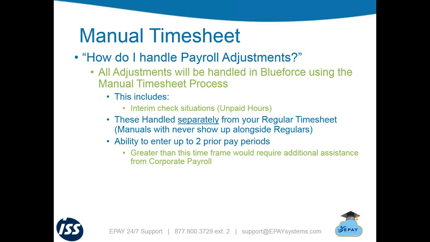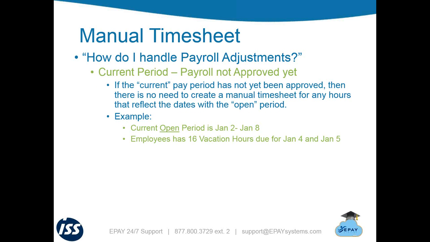So as we go through here, you'll see it says how to handle a payroll adjustment. If there was a payroll adjustment for the current pay period, and payroll has not been approved yet, in those cases you're just going to go in there. There's no need to create a new manual timesheet. You're just going to go in there and enter the hours in the actual current period that's open, and it's waiting to be submitted and approved. Once again, if the period is not closed and you need to enter hours for that same period, go into the regular timesheet and enter those scenarios.